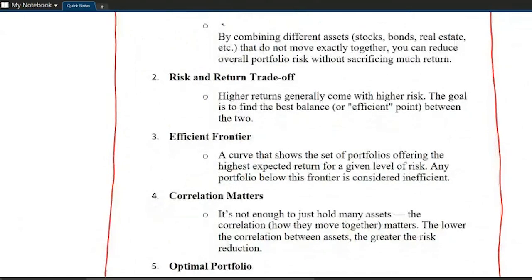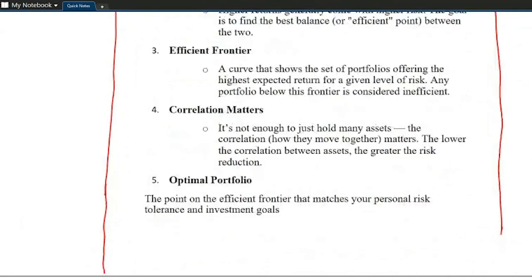Efficient frontier is a curve that shows the set of portfolios offering the highest expected return for a given level of risk. So any portfolio below the frontier is considered inefficient. Key factor is correlation matters. It's not enough to just hold many assets. The correlation of how they move together matters. That is, the lower the correlation between assets, the greater the risk reduction.